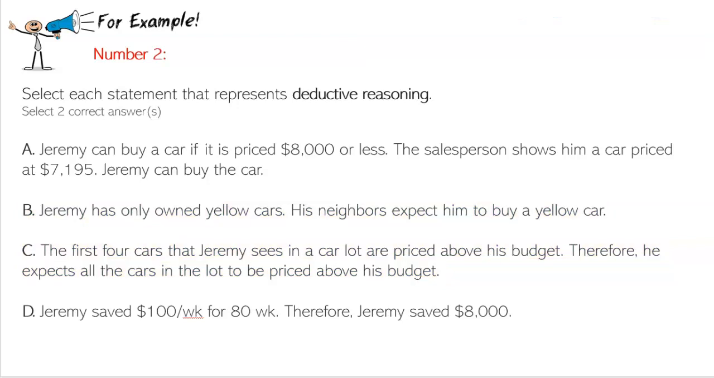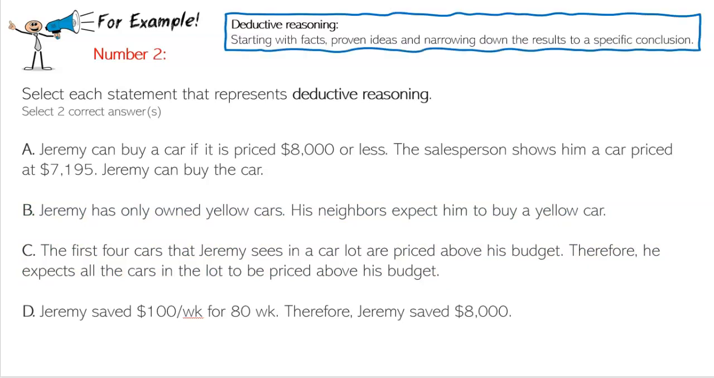The next one, you guessed it, is deductive reasoning. So these are the same examples. I'm not going to read over them, but deductive reasoning starts with facts, proven ideas, and narrows down the result to a specific conclusion. So A and D, they are specific numbers. Letter A, there's a car he can buy at $7,195. That will happen if he would like to. Also, he saved the money for 80 weeks, and he has that money. That is something that happens. That is deductive reasoning.